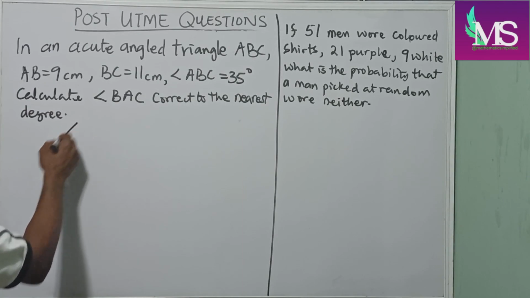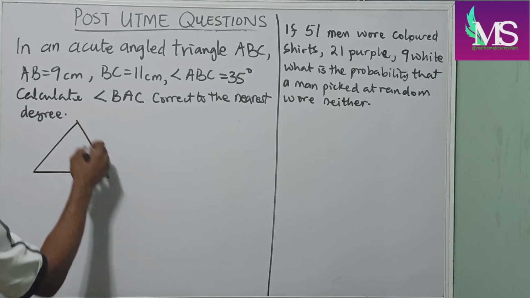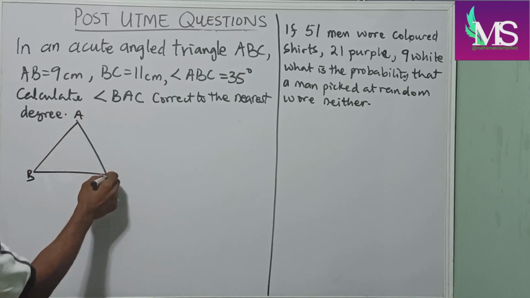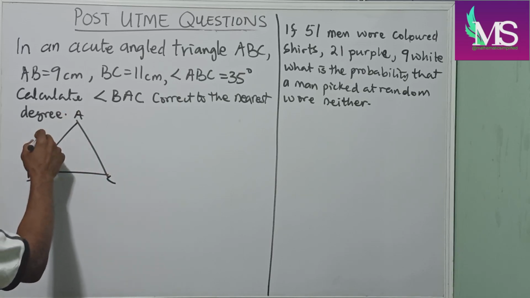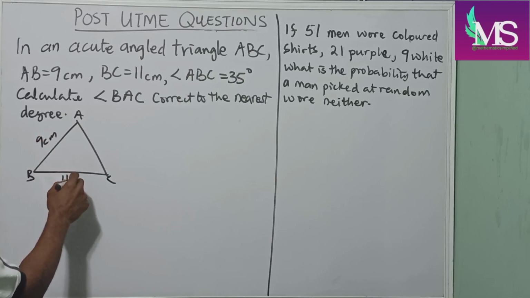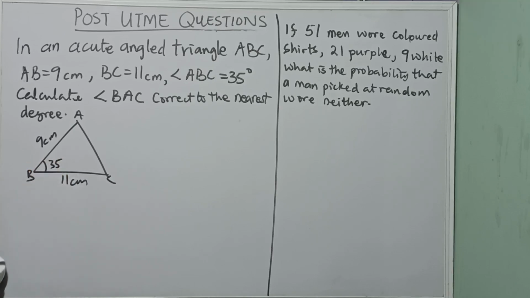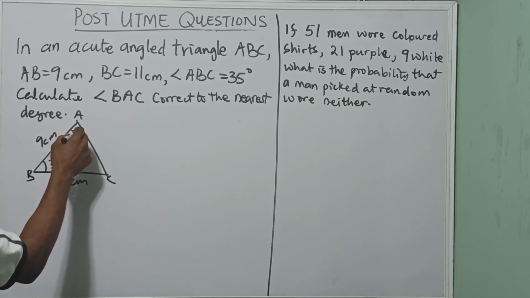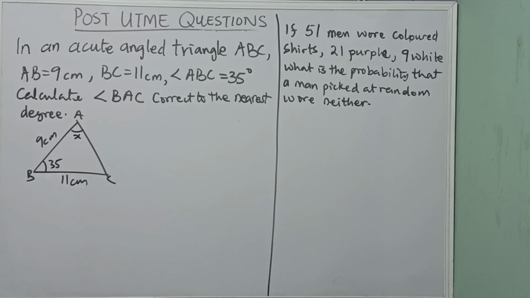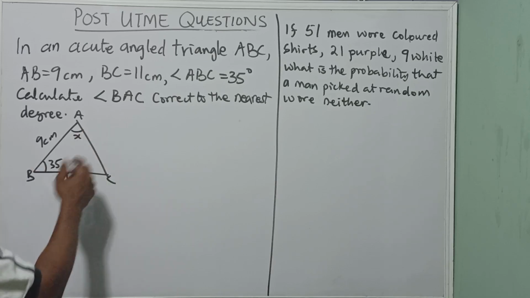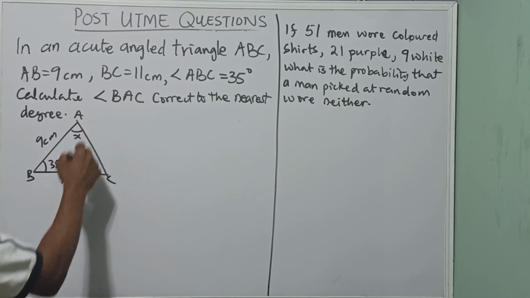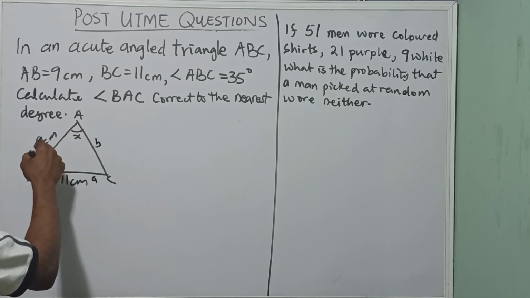Now we have a triangle ABC. We are told that AB is 9 cm, BC is 11 cm, angle B is 35 degrees. So you have to find angle A. Now if you have to find angle A, we are first of all going to use our cosine rule to find our small b. So this is our small a, b, and small c.